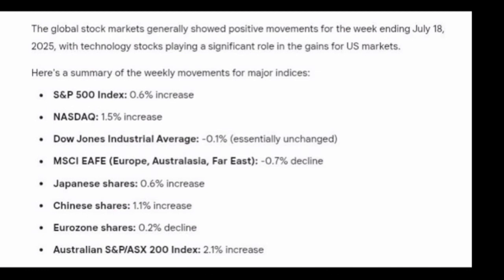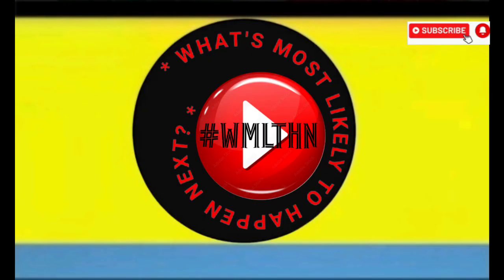Potential for negotiation. The fact that tariff implementations often come with deadlines and room for negotiation means markets don't always fully price in the worst-case scenario. There's an underlying hope that trade deals will be reached or tariffs will be scaled back. Broader economic context. While tariffs are a significant factor, other economic data, for example, inflation readings, earnings reports, and geopolitical events also play a role in market movements.